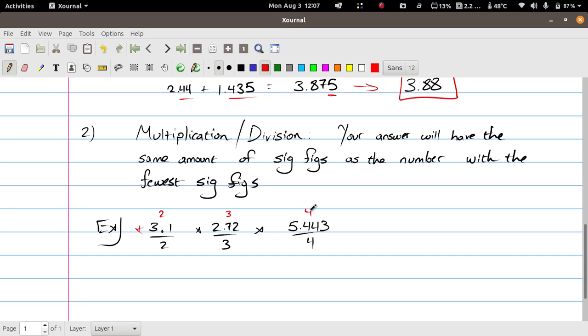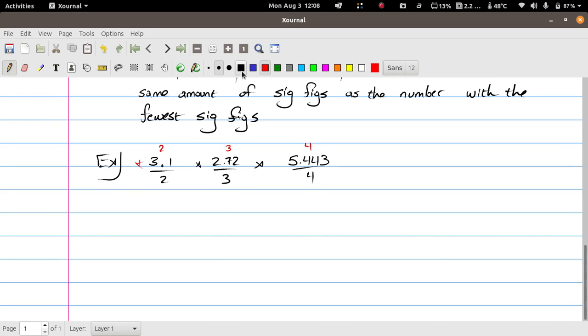It's super simple because there's no zeros. And the reason I'm saying that you can kind of ignore that is, 2 times 3 is 6, times 4 is 24, so 1 over 24 times 3.1 times 2.72 times 5.443 is exactly the same thing. And in my opinion, this looks better, or you could just divide it by 24. It doesn't matter.